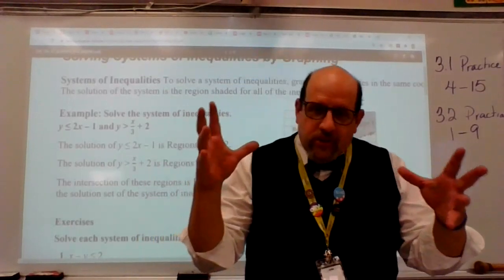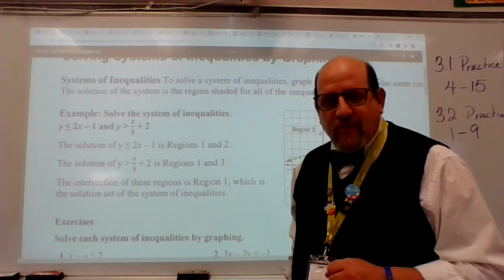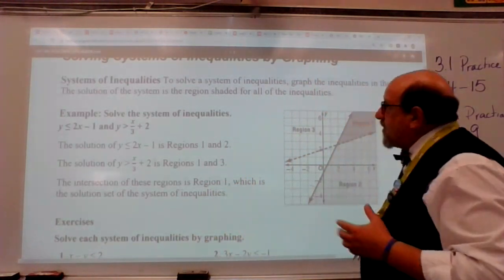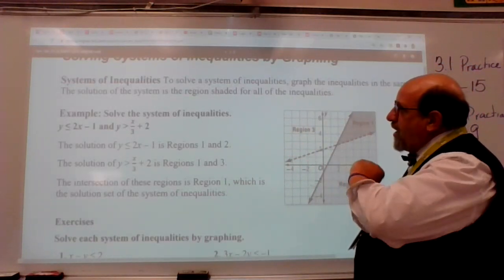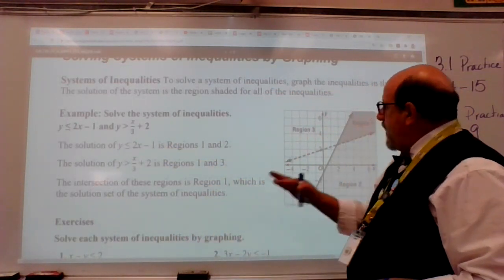All right, Algebra 2 class, we're back. We're back with solving systems of inequalities by graphing. All right, so I'm going to show you what this example says. You take your system of your two inequalities, you solve them for y, you put them in slope-intercept form, and then you graph them.